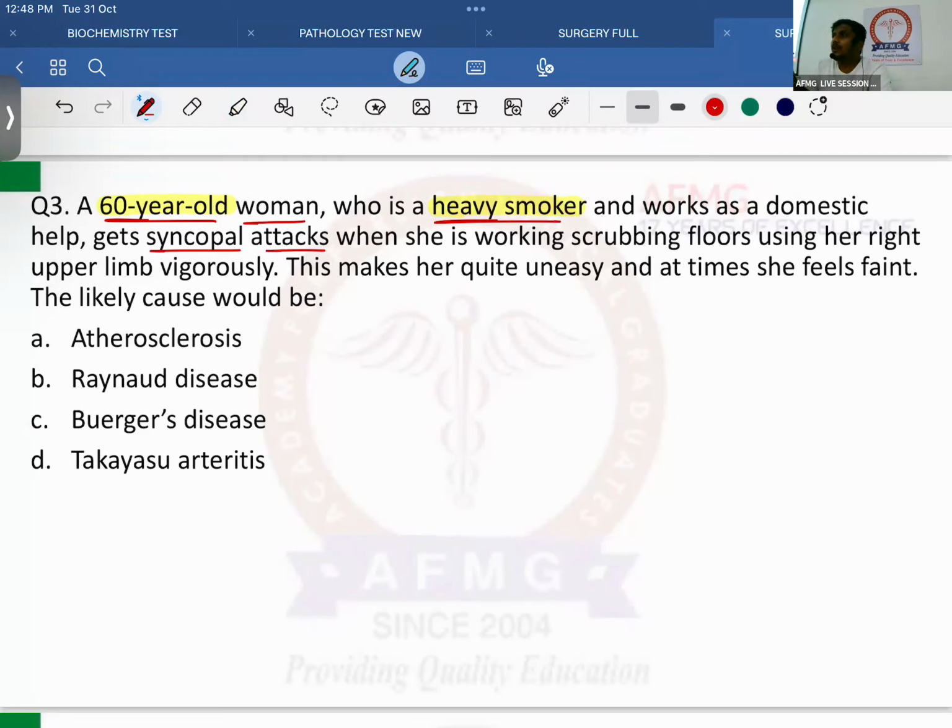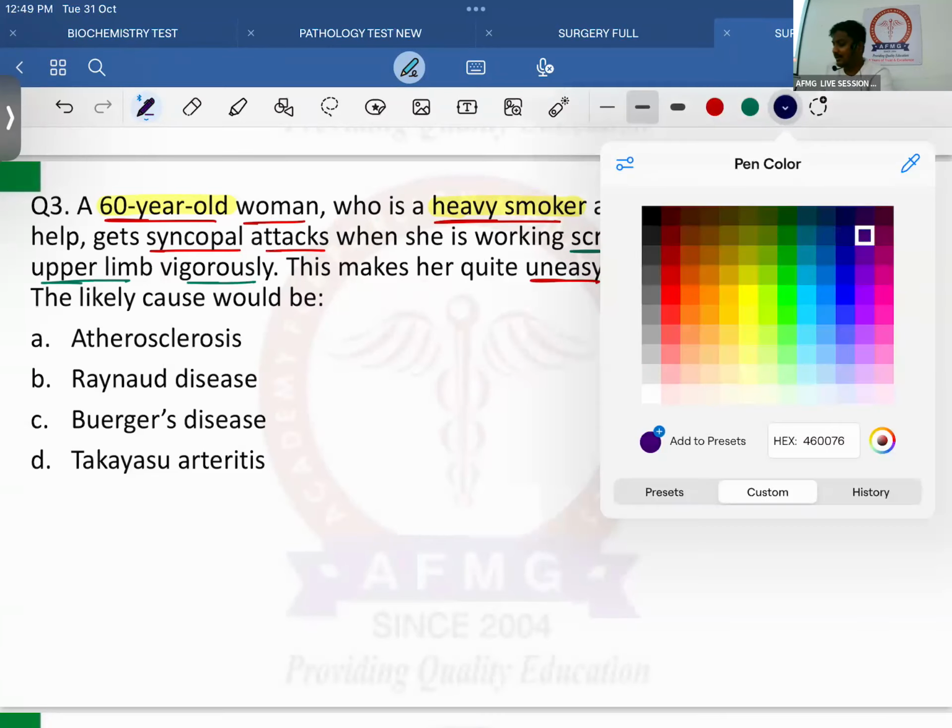Okay, what is the basic reason, beta? Because there is decreased blood supply to the brain. All of a sudden there is decreased blood supply to the brain, beta. That causes syncopal attack. When she is scrubbing the floors using her right upper limb vigorously, that is the time she gets the syncopal attacks usually. This makes her quite uneasy and at times she even feels faint. She gets dizzy, beta.